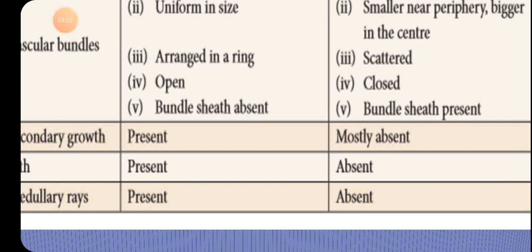And in the dicot stem, the vascular bundles are open. Why is it called an open vascular bundle? Because between the phloem and xylem, a cambium layer is present. But here cambium is absent, so it is a closed vascular bundle. Okay, bundle sheath. In the dicot it is absent; sclerenchymatous cells do not surround the vascular bundle. But in the monocot stem, sclerenchymatous cells surround the whole vascular bundle, so a bundle sheath is present.